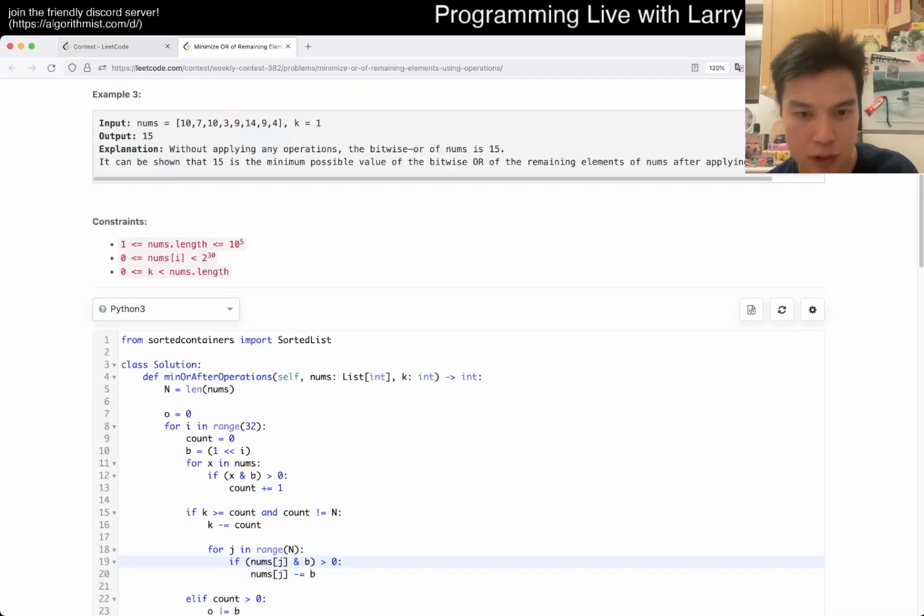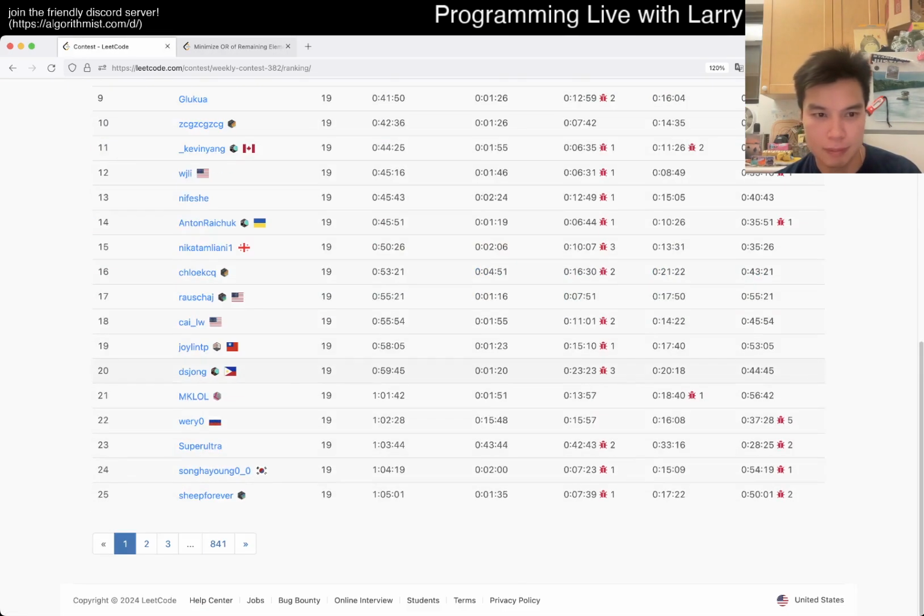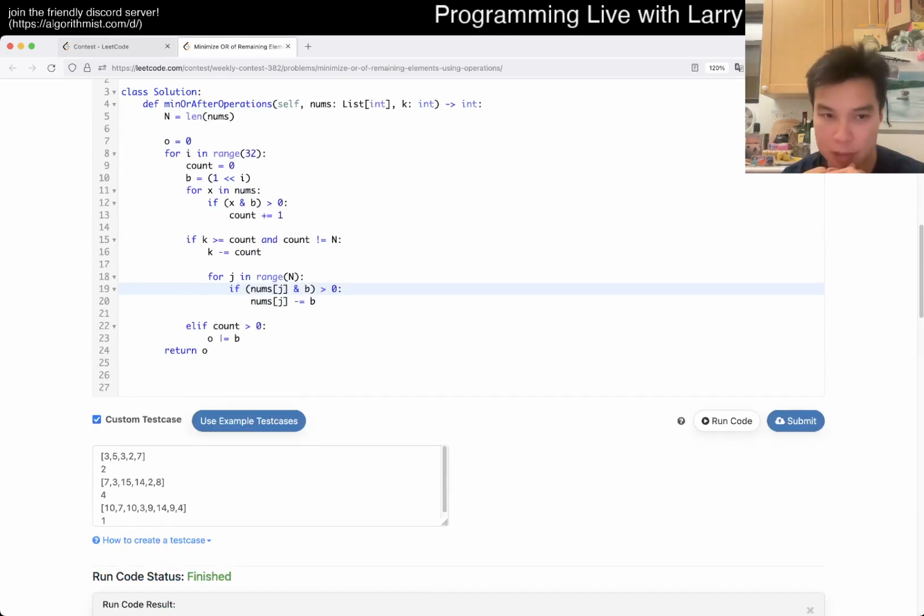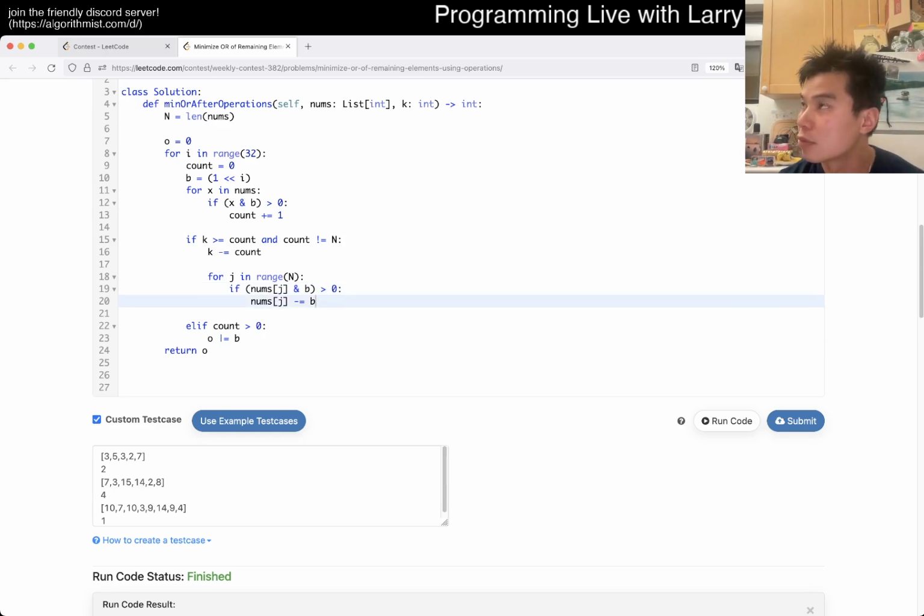Okay, I see what I need to do. Alright, basically I have to check whether this is 0. Okay, I see. I see what I need to do, but I don't know how to do it. Well, each number can only be merged once, so this is still linear. Okay, fine.